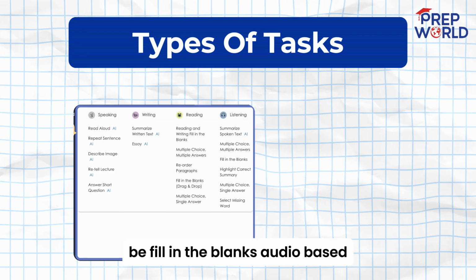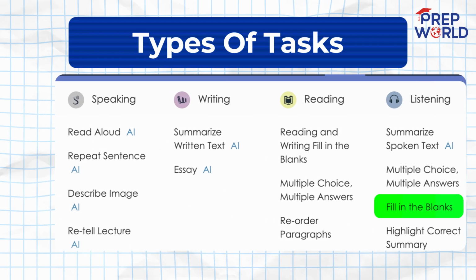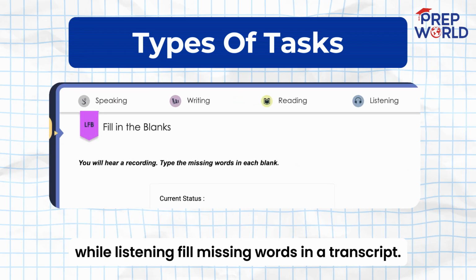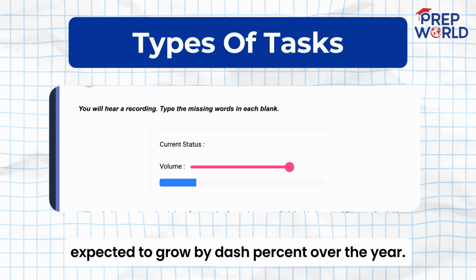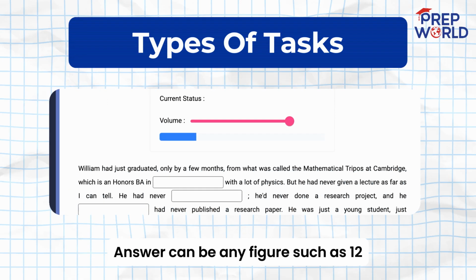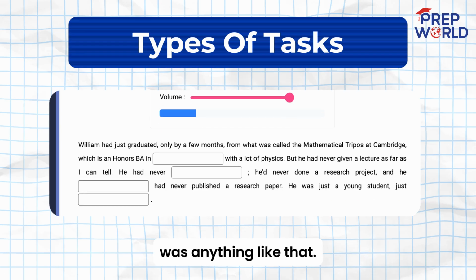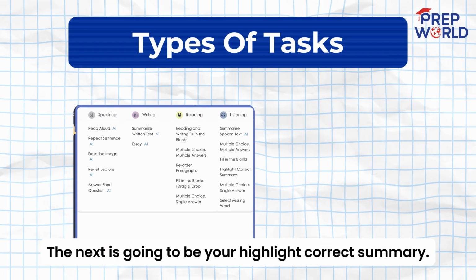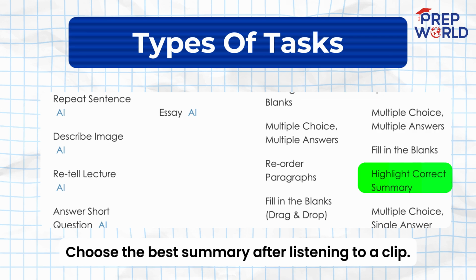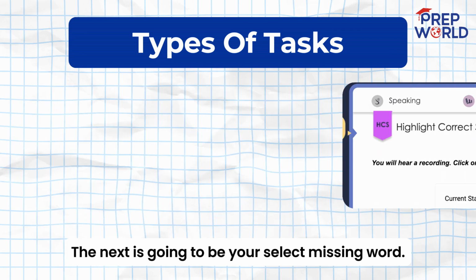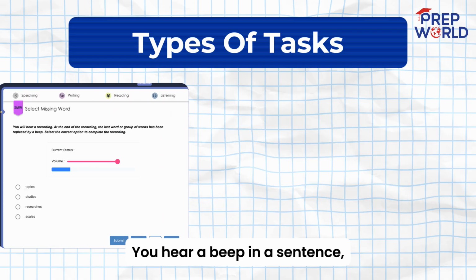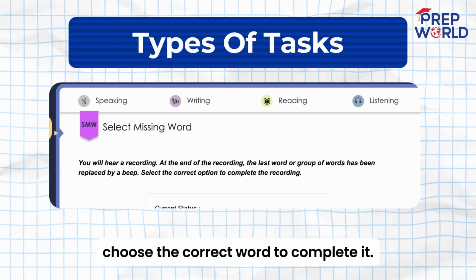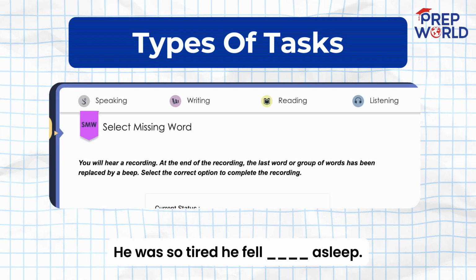The next is going to be fill in the blanks, audio based. While listening, fill missing words in a transcript. For example, the market is expected to grow by blank percent over the year. Answer can be any figure such as 12 or anything like that. The next is going to be your highlight correct summary. Choose the best summary after listening to a clip. The next is going to be your select missing word. You hear a beep in a sentence. Choose the correct word to complete it. For example, he was so tired he fell asleep.